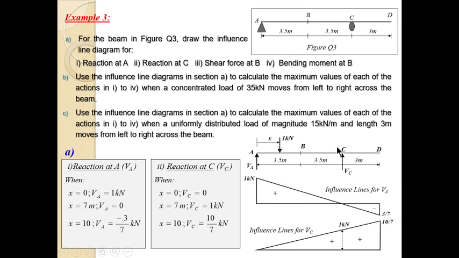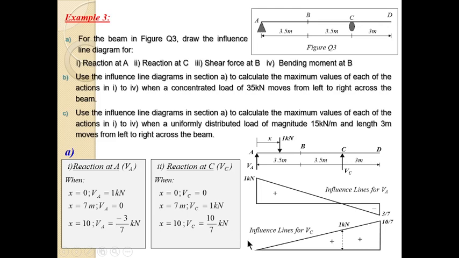Like I said, all those things you can do by using the principles of equilibrium, that is taking moment. Like if you want to find VC, you can place the load here, take moment at point A, and you will have the value of VC. So when x equals 10, that means when the 1 kilonewton load is here at the cantilever end at point D, if you do force resolution, VC is equal to 10 over 7.